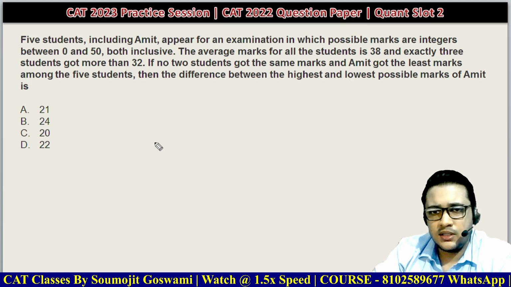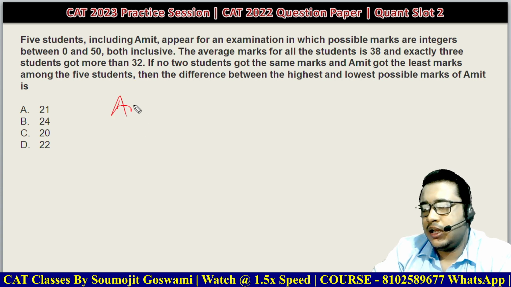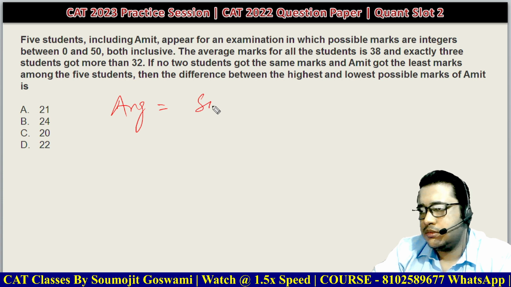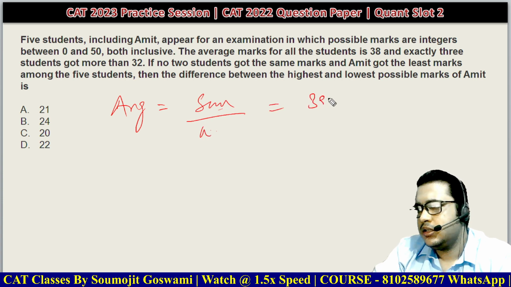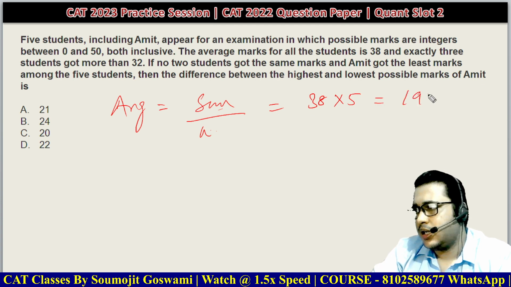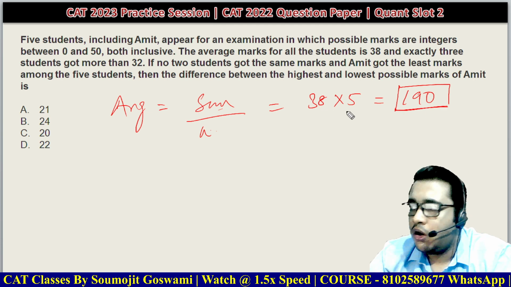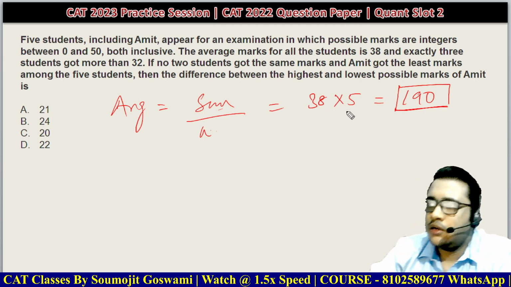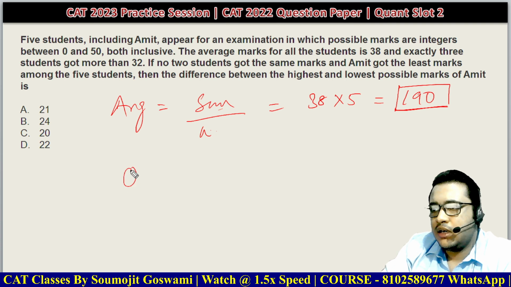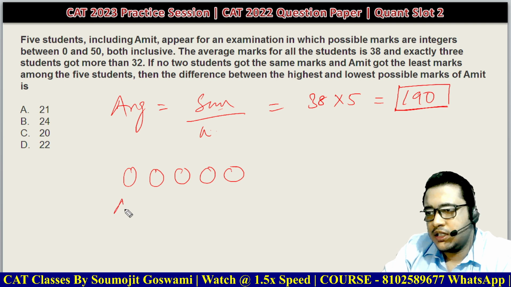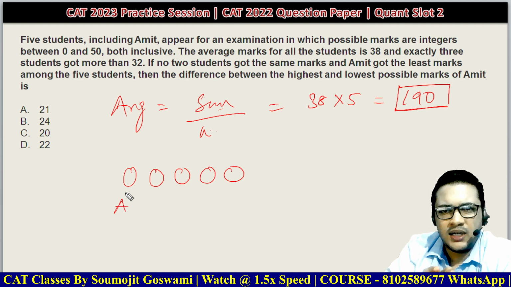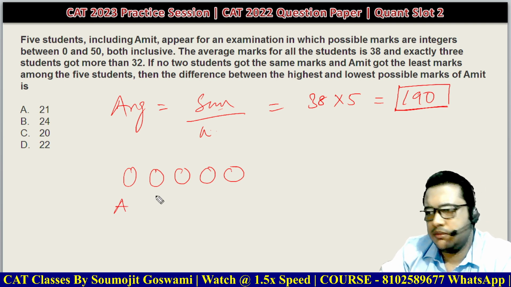There are 5 students, right? So average is equal to sum by numbers. Now average is given as 38 and the number I already know is 5, so 5 times 38 is 190. Now 190 is the total marks, or rather the sum total of these students. Remember that there are going to be individual marks. Amit will be somewhere over there. I'm just marking Amit in the beginning so that I don't have to think too much.